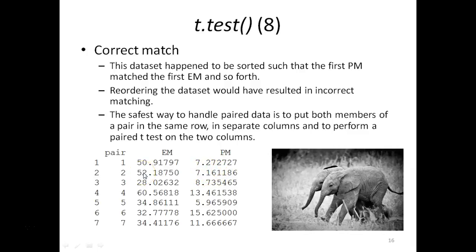And by using this structure, it should be correct all the time, even if you reorder the rows of the dataset. And you would have to use the t.test command, providing the data as the first column, comma, the second column.